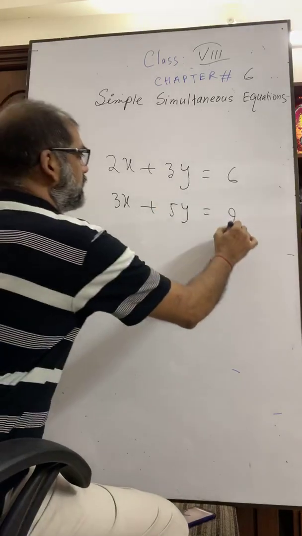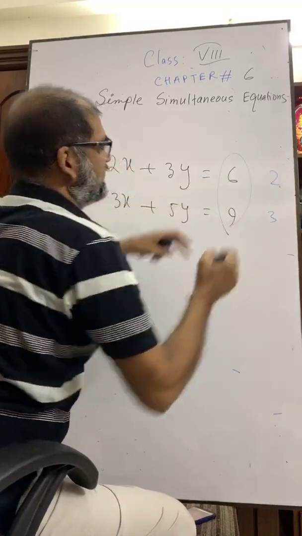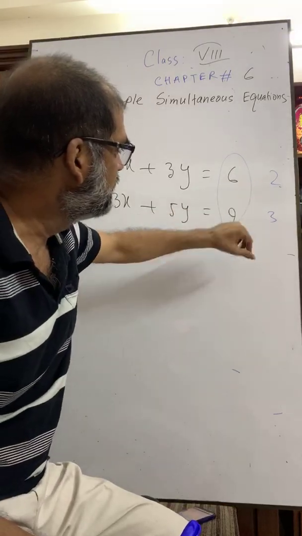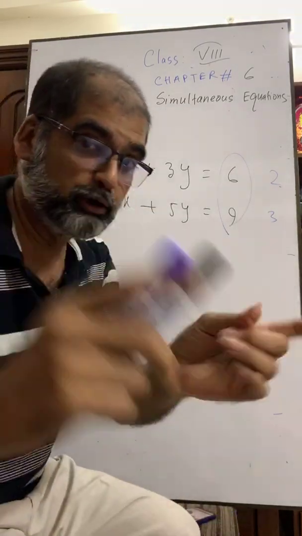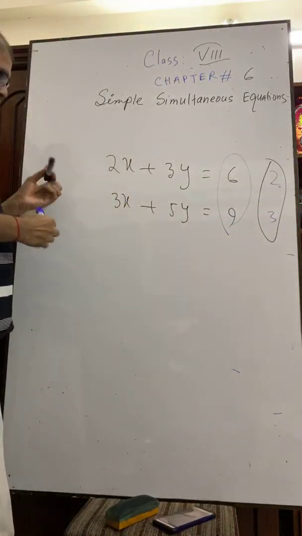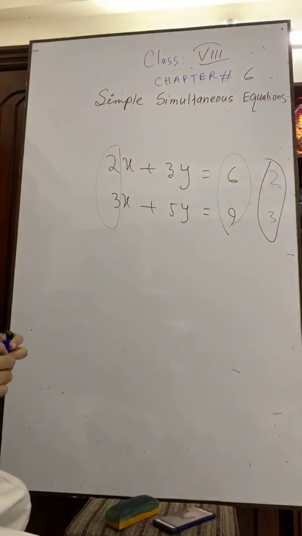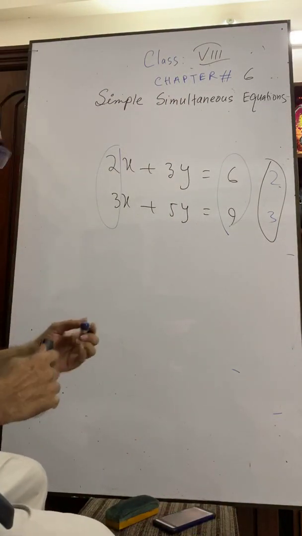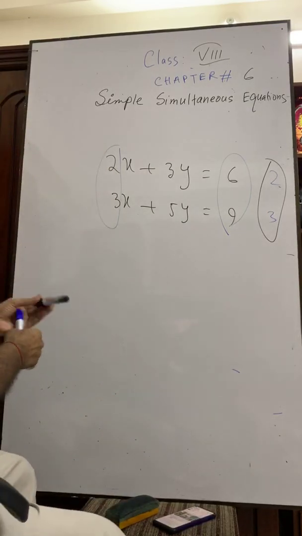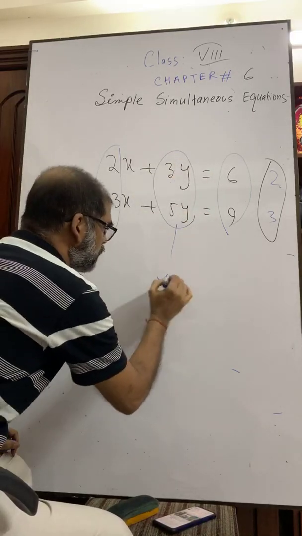What is the ratio here? 3 times 2 and 3 times 3 is 9. Please pay attention. The ratio is 2 is to 3, and you see again these 2, 3 and these 2, 3 are the same. Is it? So which part has not been considered yet? This part, y, has not been considered yet. So y equals 0.